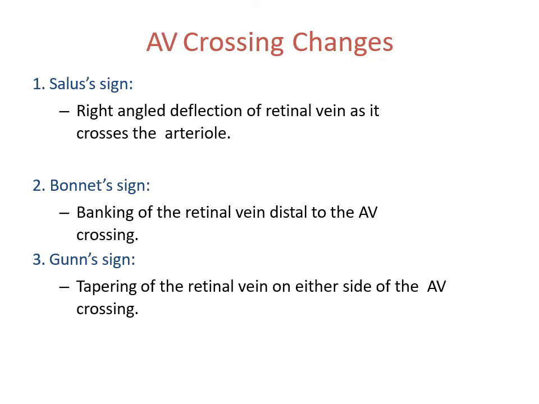So the AV crossing signs are very important to appreciate. First is the Salus sign, which is right angle deflection of the retinal vein as it crosses the arteriole. Second is the Bonnet sign, where there is banking of the retinal vein distal to the AV crossing. And the Gunn sign, where there is tapering of the retinal vein on either side of the AV crossing. So why do AV crossing changes occur? It occurs when the sclerotic artery presses upon the vein, and these AV crossing changes always occur at the junction of the artery and the vein.